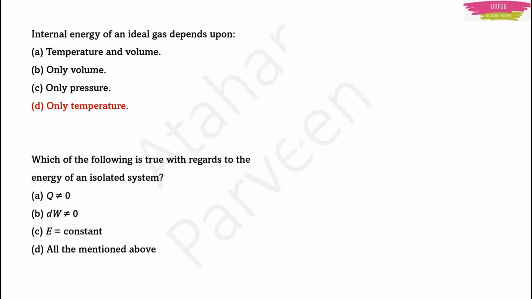Okay, next question: which of the following is true with regard to the energy of an isolated system? We told you, right? An isolated system means energy will be constant. There will be no change in energy, and no exchange of energy or matter. That's why E will be constant.